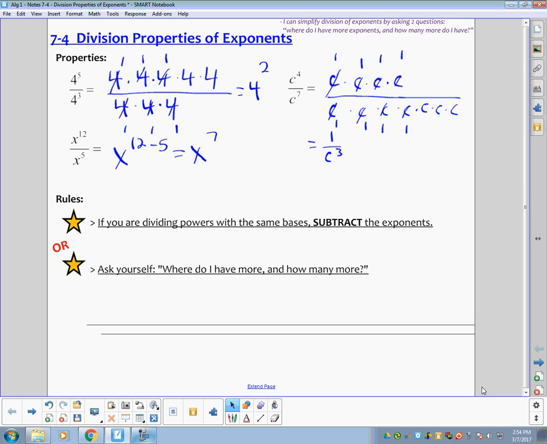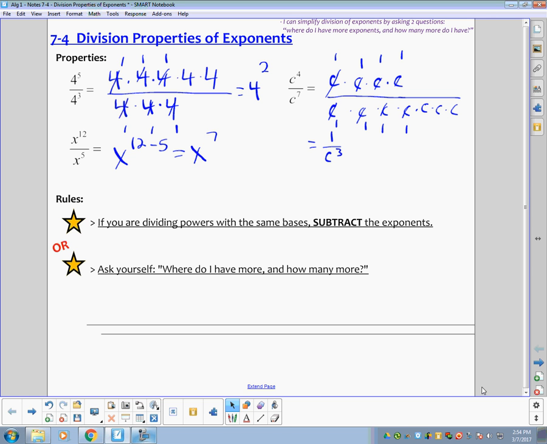Here's another way to think about it. Which, the top or the bottom, which has more 4s here? Top. How many more 4s does it have? So let me ask the question again. How many more 4s are there on the top than on the bottom? 2 more, so that's our power.